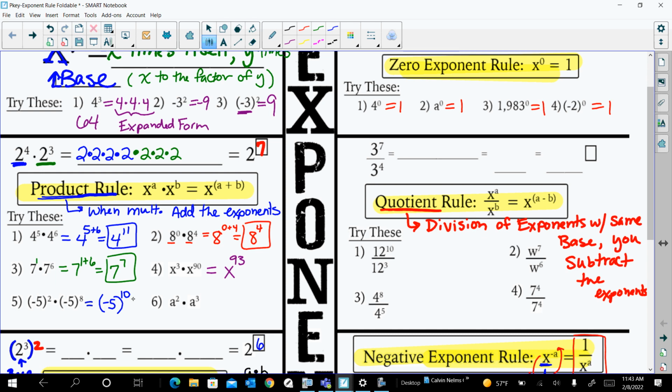And then our last one, a to the 5th power. Are we okay on that rule? Because we have used this rule already. All right, now let's talk about quotient rule.